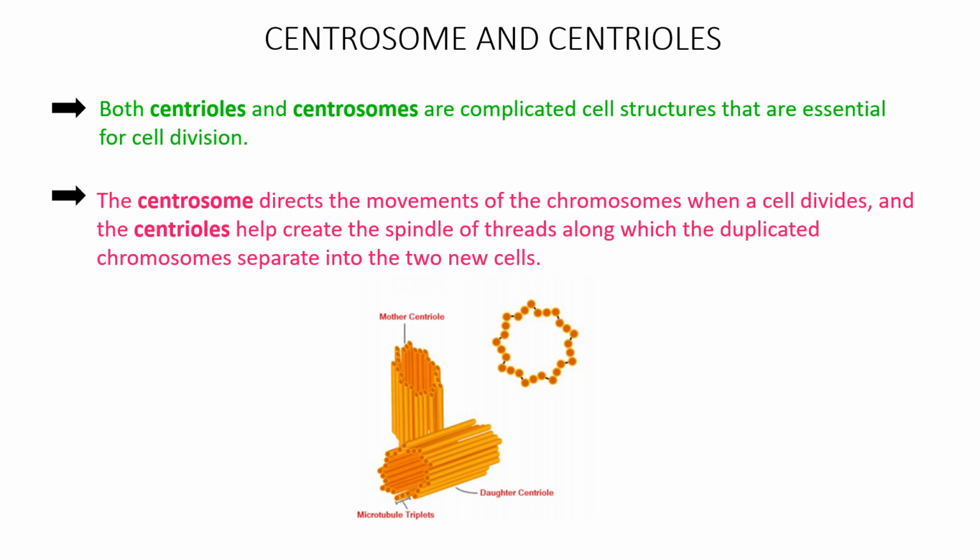Centrosome and centrioles. Both centrioles and centrosomes are complicated cell structures which are essential for cell division. The centrosome directs the movement of the chromosomes when a cell divides, and the centrioles help create the spindle of threads along which the duplicated chromosomes separate into the two new cells. These are present only in animal cells, and centrosomes initiate and regulate cell division. You can see the mother centriole and daughter centriole, and we know the centrosome is present only in animal cells.